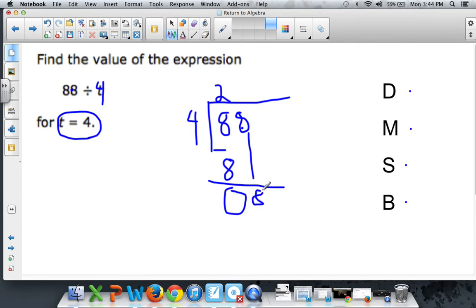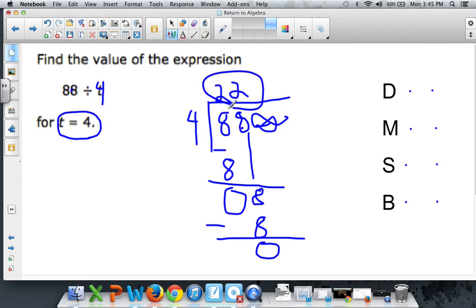Now we get to start all over again. Isn't this long and exciting? And more division. 4 goes into 8 2 times. More multiplication. 4 times the 2 that we just put is 8. More subtraction. 8 minus 8 is 0. More bringing down. Well, there is nothing left to bring down. So that means we're all done. The answer? 22.